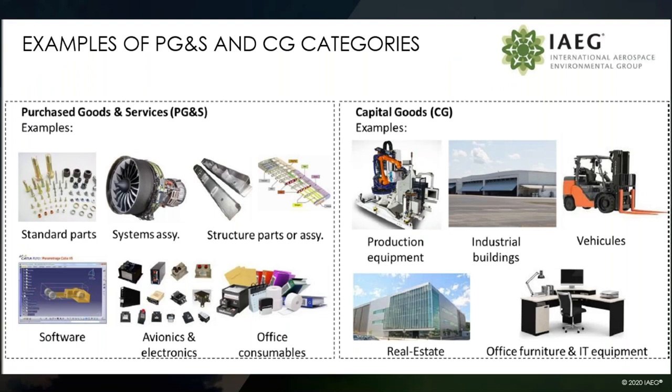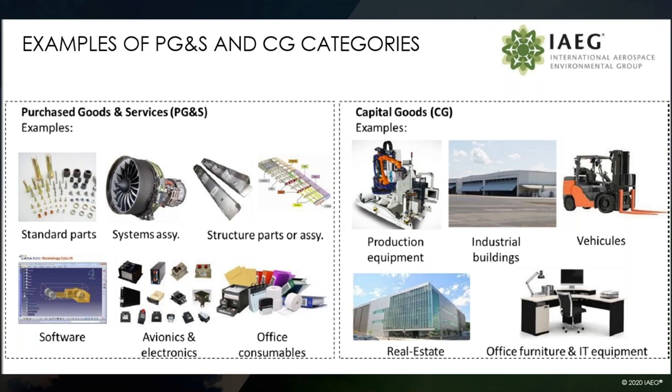So just to level set everybody, what are purchased goods and services and capital goods? As the name implies, purchased goods and services are materials, parts, components, tools, including software, that are directly related to the making of a final product. Capital goods are typically final products that are purchased and used by a company in the production of products.